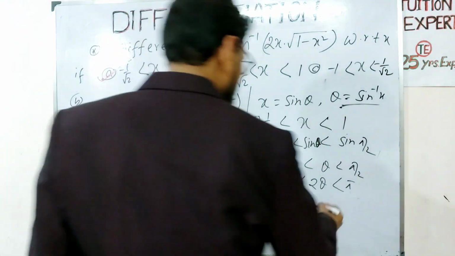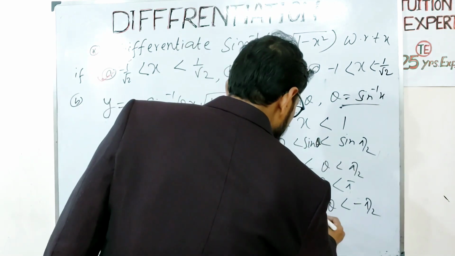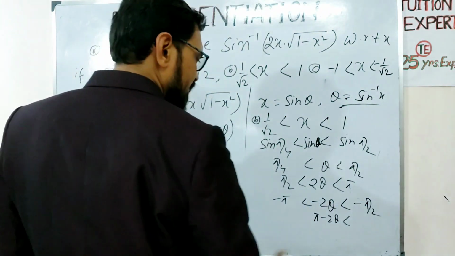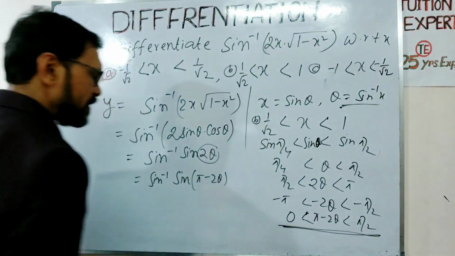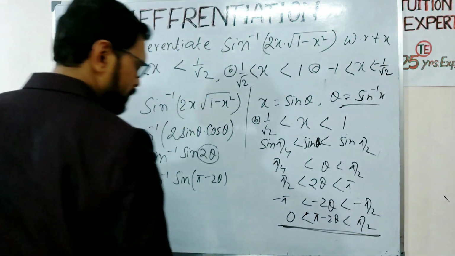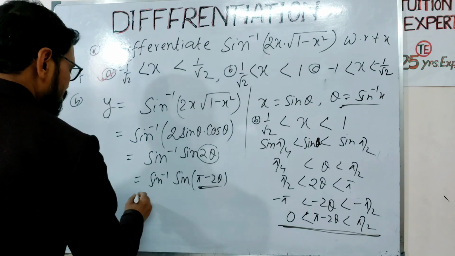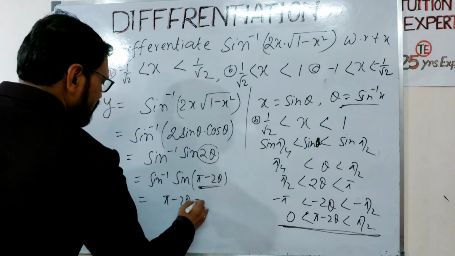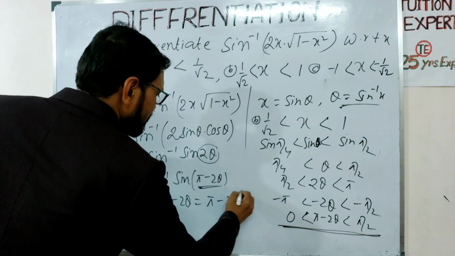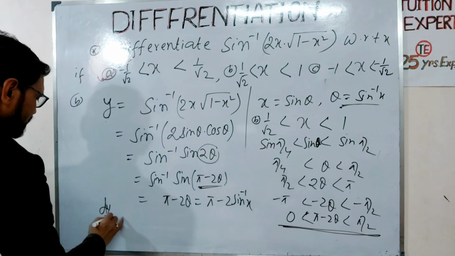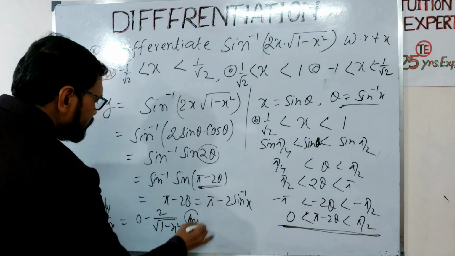Now we check the pi minus 2 theta angle. Minus 2 theta will be greater than minus pi and less than minus pi by 2. Add pi on each side: pi minus pi by 2 is pi by 2, and pi minus pi is 0. So these values now lie in the principal values of sine inverse x. So sine inverse sine of this equals pi minus 2 theta. Theta means sine inverse x. So dy by dx equals 0 minus 2 by root over 1 minus x square. This is the answer for B.